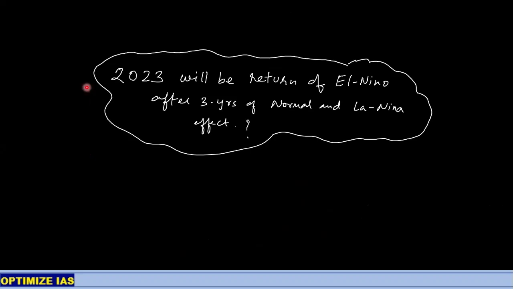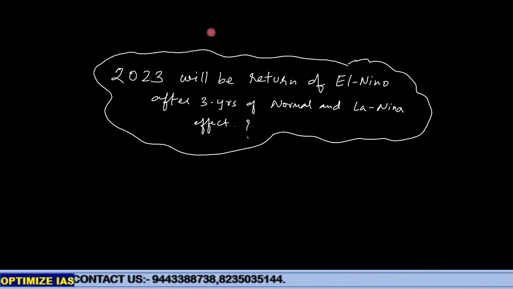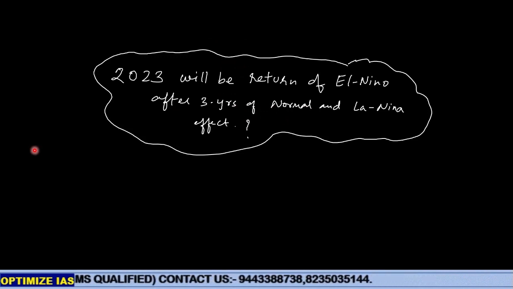So, guys, 2023 is what is called a return of El Nino after the La Nina phase or the normal phase. You heard this or not? So, what was it in the last 3 years, 2020, 21, 22, that we experienced in India? Either normal rains or above normal rains in the southwest monsoon. Correct. But this time, 2023 is being said to be which year?